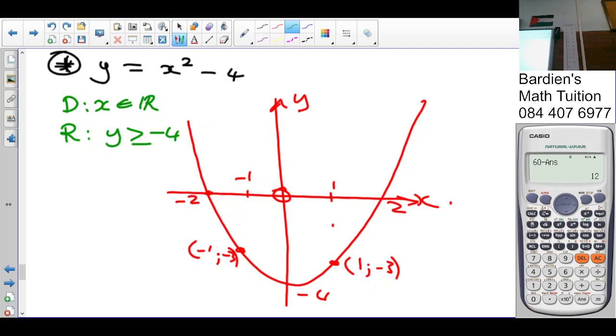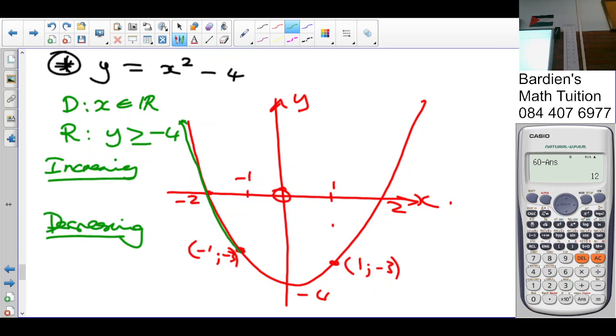So, increasing, decreasing. So this part of the graph, it is decreasing. It's decreasing for which values of x? X is less than 0. You will agree with that? It's decreasing for x is less than 0 and it's increasing for x is more than 0. Will you guys understand? Any confusion?